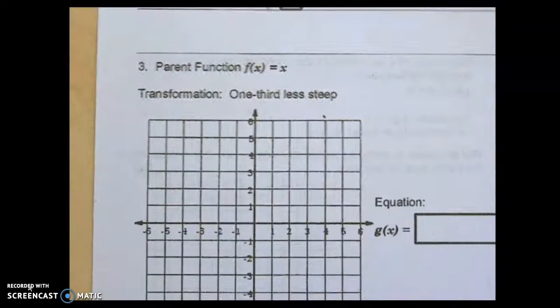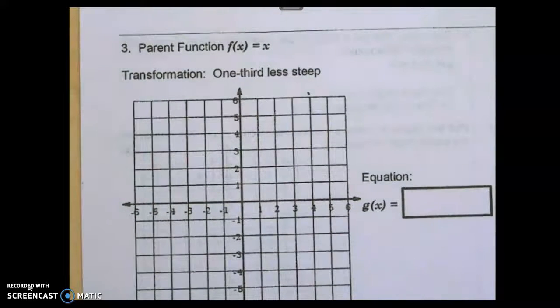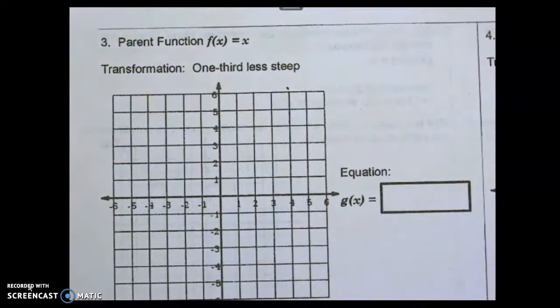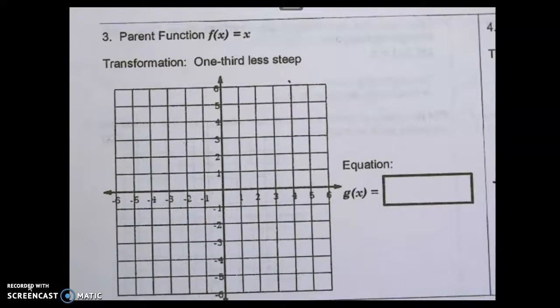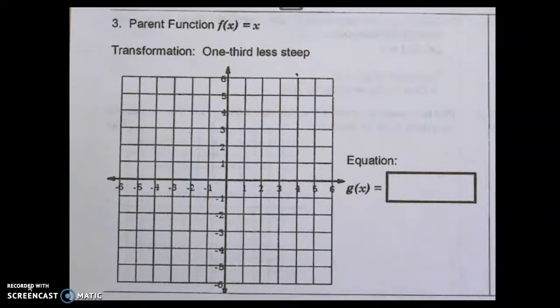All right, number 3. We have the parent function, f of x equals x, and we are doing a graph and we are writing the equation. There are 2 ways to do it. You do not necessarily have to graph your parent. So I want to try this one without graphing the parent first and see how you like it.